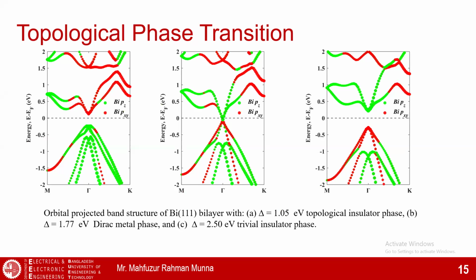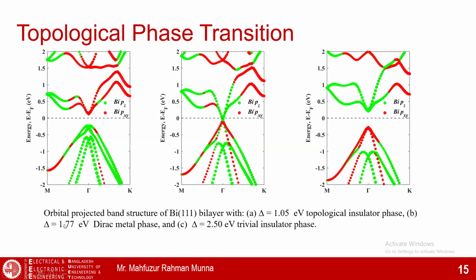We have also shown the topological phase transition by using the electronic band structure for bismuthene. As you have already mentioned, for pristine bismuthene there is both time reversal and inversion symmetry, so the bands are doubly degenerate. However, if we apply a staggered sublattice potential, it breaks the inversion symmetry. As a result, the bands become non-degenerate.